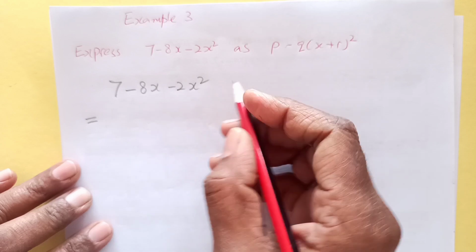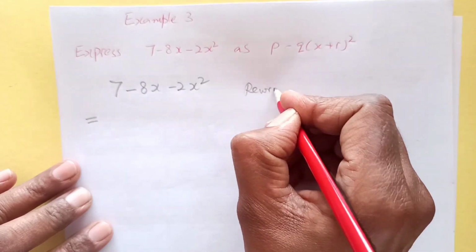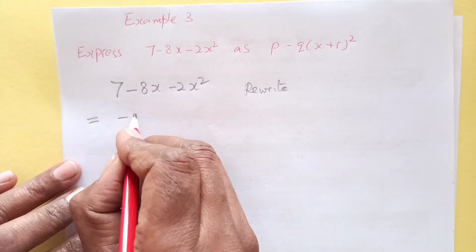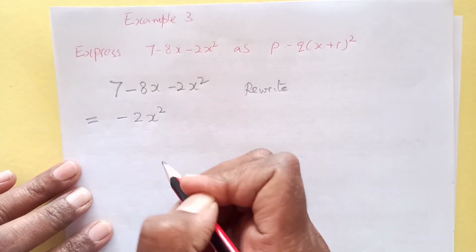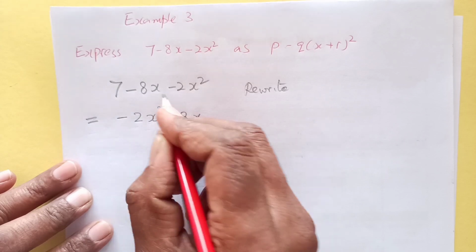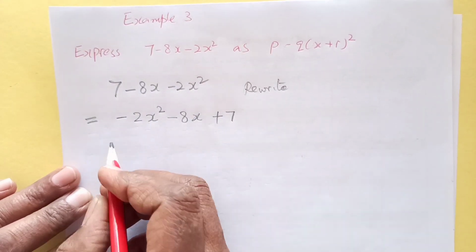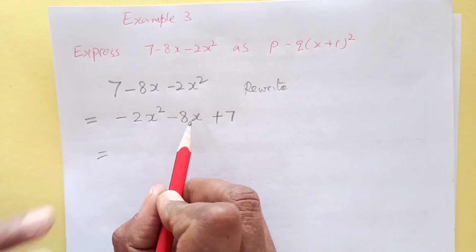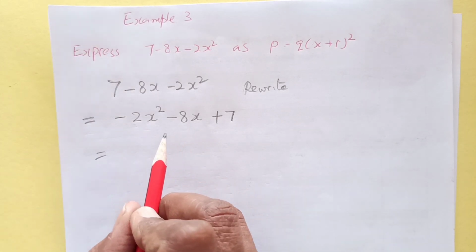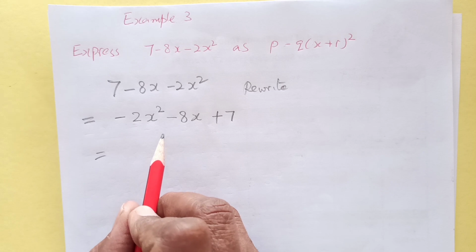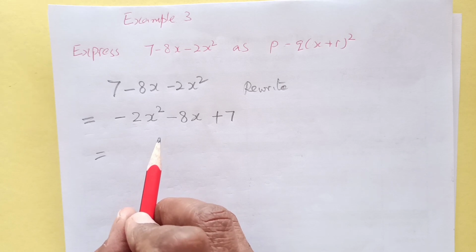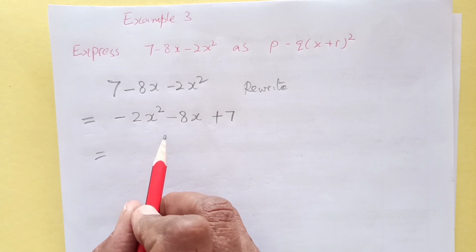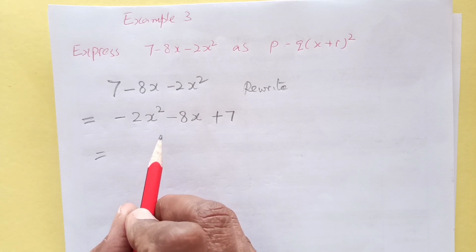So if we rewrite it into the proper form, I will write down the squared term first, then the second term of x, like this. Now you see, sometimes it's not easy to tackle the negative sign, so it's better if we take out the negative sign from here.